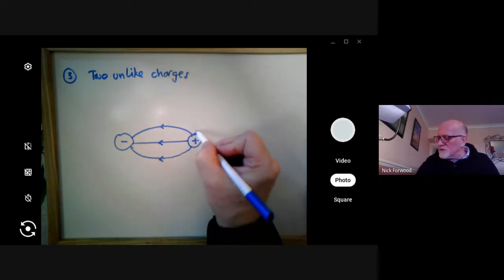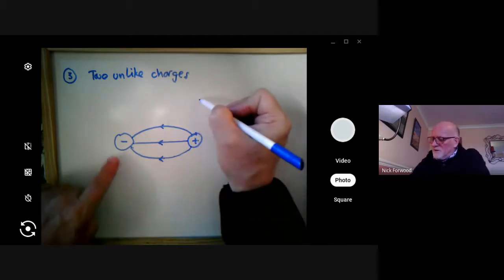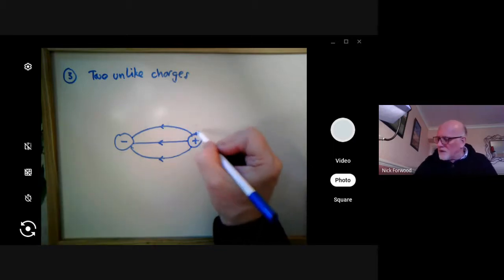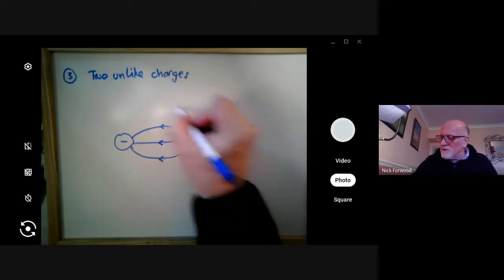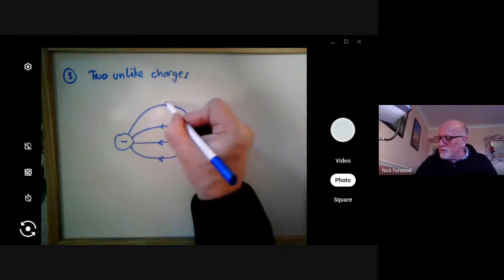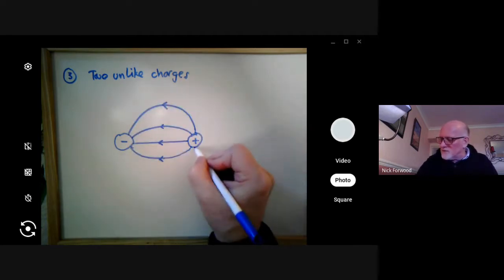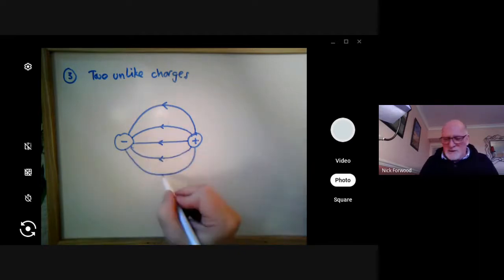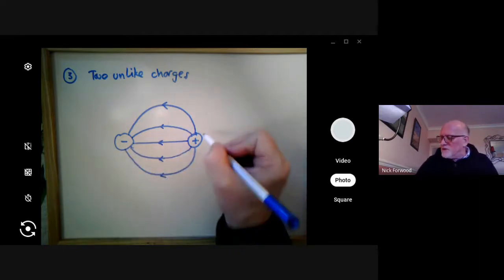It's going to want to go off there, but as it goes up here it will start to feel the force from this one, so it will start from here and it will go round in a bigger loop like that, and one here will go round in a bigger loop like that. And we can carry on like that.